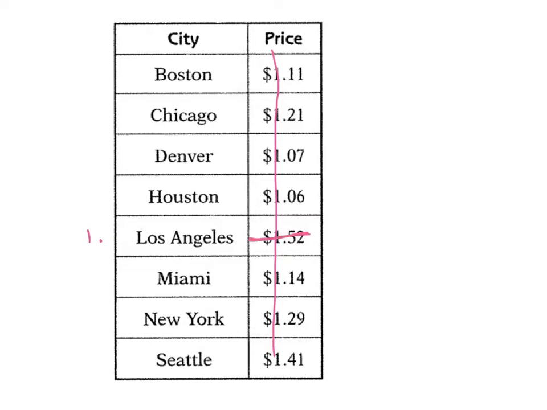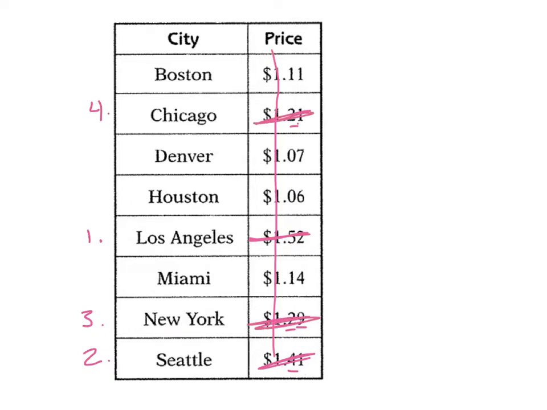So we can cross this out. Next, we have a 4 in the tenths place for Seattle. So this is going to be our second biggest. Next, we have a 2 and a 2. So then we would need to go to our hundredths place. So in New York, we have 9. In Chicago, we have 1. 9 is greater than 1. So New York would be our third greatest. Chicago would be our fourth greatest.